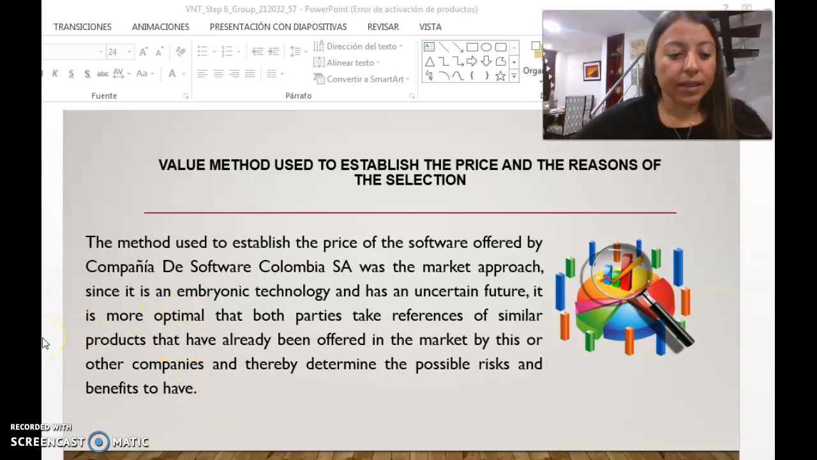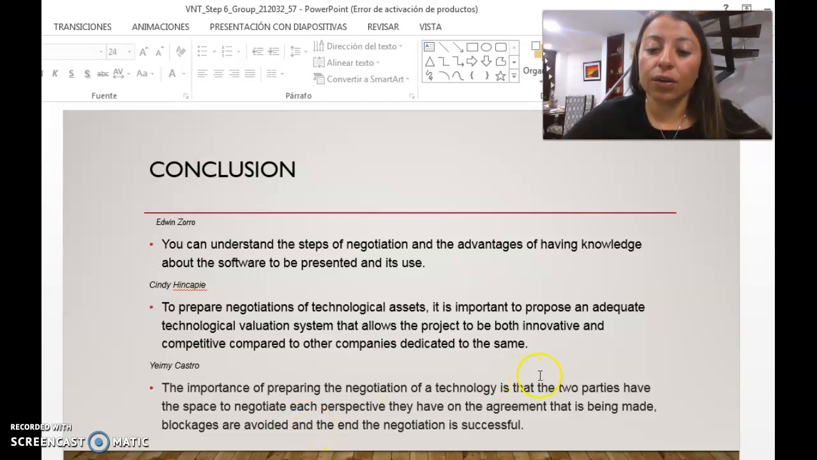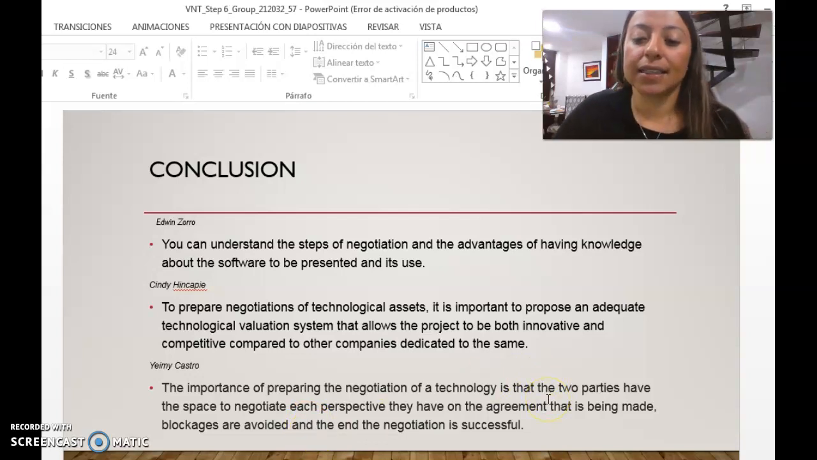Finally, a conclusion of the topic addressed. The importance of preparing the negotiation of the technology is that the two parties have the space to negotiate the perspective they have on the agreement. This being done, blockages are avoided, and in the end the negotiation is successful. Thank you.